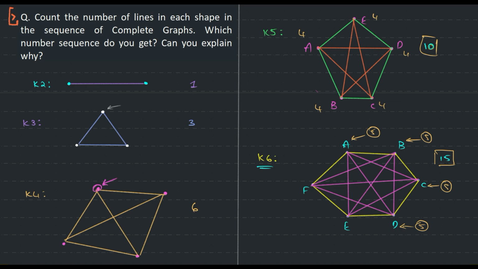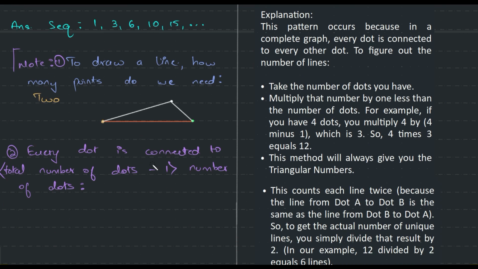Because we are recounting. Let me explain that. See, when I say that A is connected to D, E, B, C, should I count from C again to A? No, because it's already counted. So whenever we do this, we are counting a line 2 times. Every line we are counting 2 times. Each dot is connected to the total number of dots minus 1 dots.